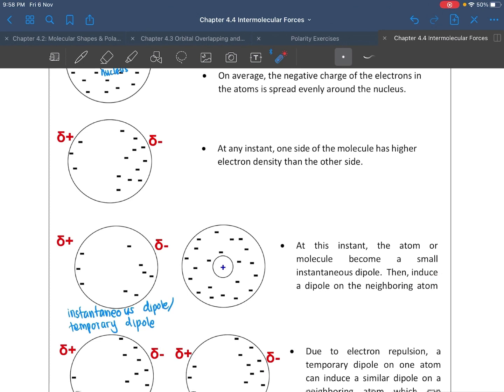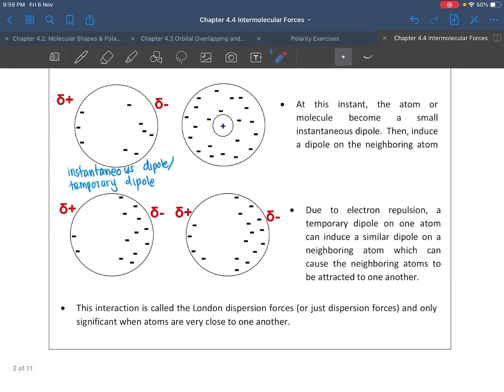Then induce a dipole on the neighboring atom. So this instantaneous dipole or temporary dipole will induce this molecule untuk jadi macam dia juga, untuk ada dipole macam dia juga. So macam mana dia nak induce this molecule untuk jadi macam dia juga? Okay, so kita baca bawah ni. Due to electron repulsion, a temporary dipole on one atom can induce a similar dipole on the neighboring atom. Okay, kita stop situ dulu. So, maksudnya, macam mana this instantaneous dipole induce another dipole adalah dengan guna electron repulsion.